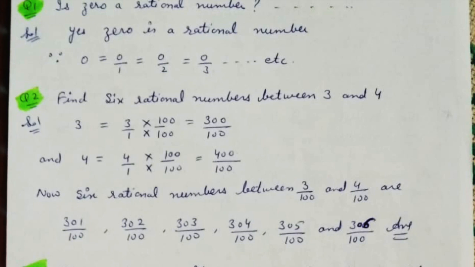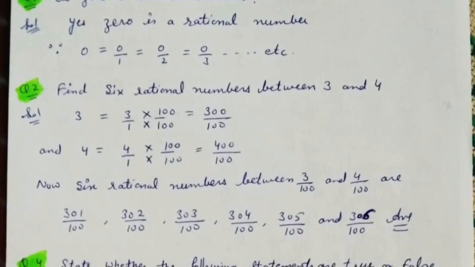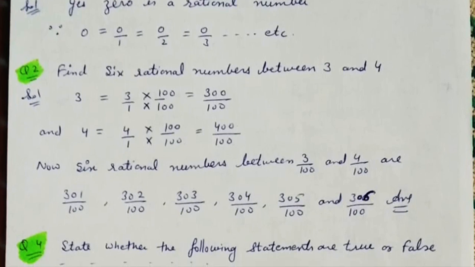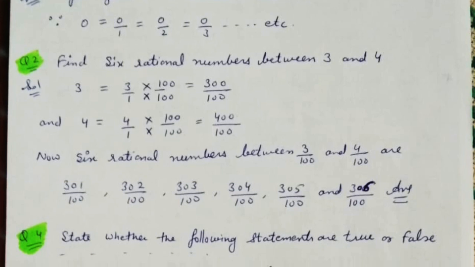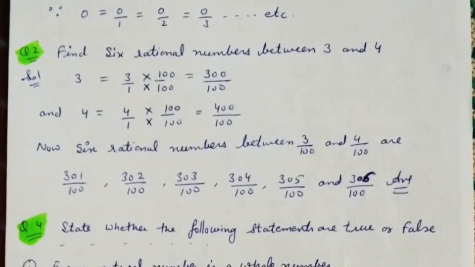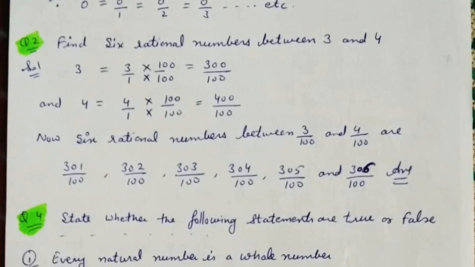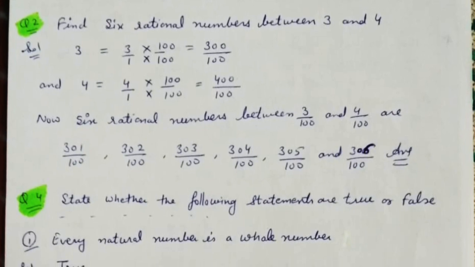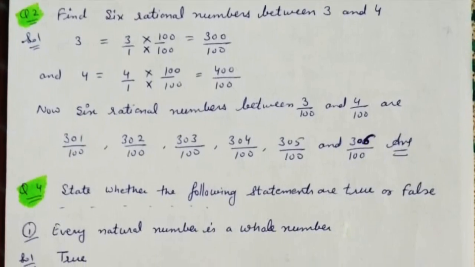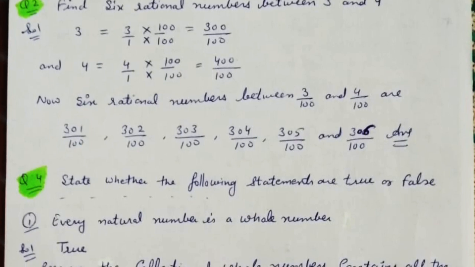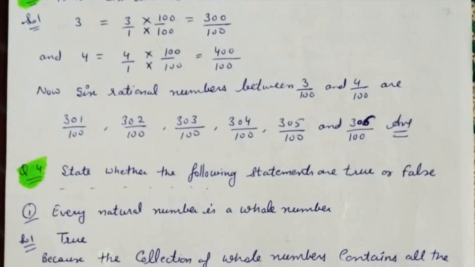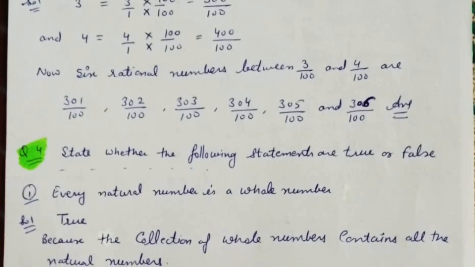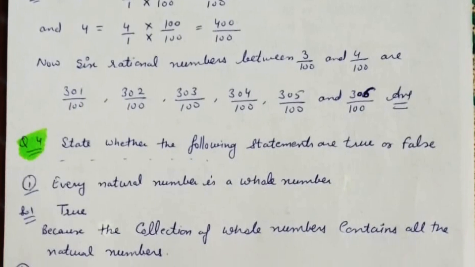Second question is find 6 rational numbers between 3 and 4. Now solution. May I write 3 as 3 by 1, 4 as 4 by 1. So I will multiply numerator and denominator by 100. I will get 300 by 100. And similarly for 4, I will multiply 4 with 100 and the denominator 1 by 100, and you will get 400 by 100. So there are so many rational numbers lying between 300 upon 100 and 400 upon 100. So you can choose any 6 rational numbers which are lying between 300 by 100 and 400 by 100.